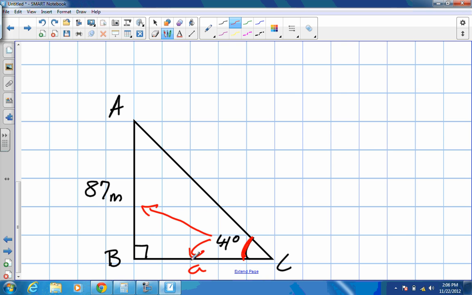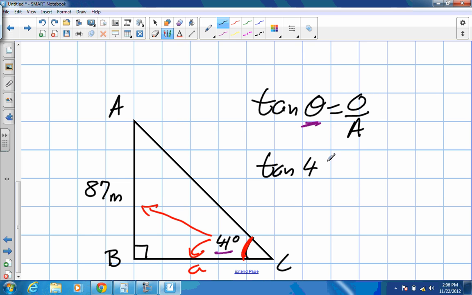So, we're going to set up our tangent ratio again. Tan theta is equal to the opposite over the adjacent. Theta is what value in this case? 41, good. So tan 41 is equal to, what's the opposite? That's right, 87 is considered opposite. And for our adjacent, we're going to use the symbol A to represent our unknown.